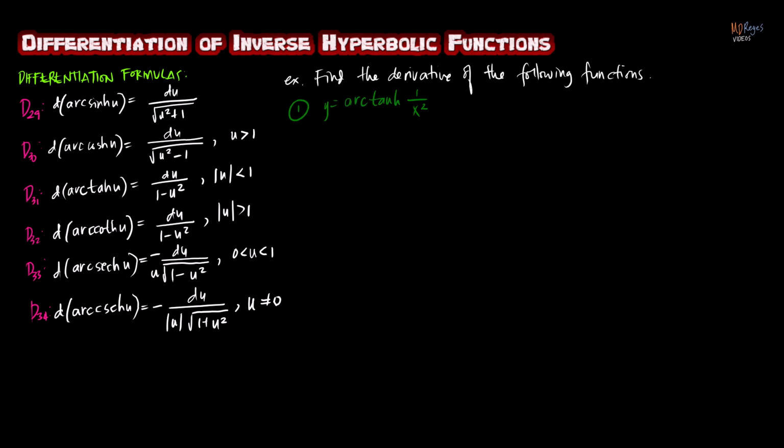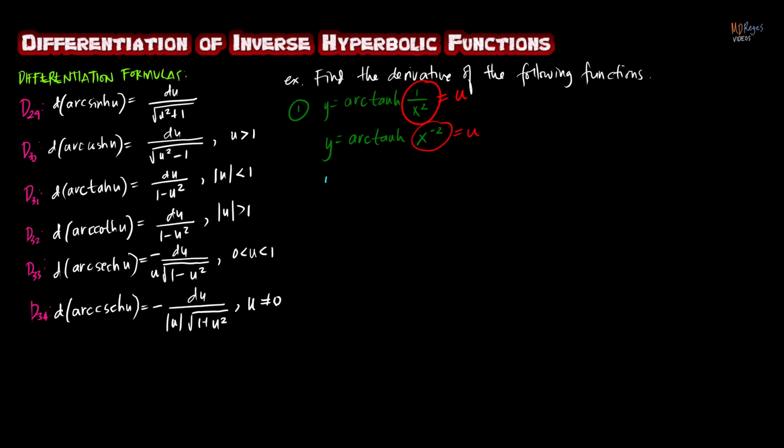Let's find the first derivative of the following functions. Number 1, y is equal to arc hyperbolic tangent of 1 over x squared. So this function is in the form D31, where u in this function is equal to 1 over x squared. We can also write our function as y equals arc hyperbolic tangent of x raised to negative 2. So in this case, u is equal to x raised to negative 2. So when we get du later on, we'll just use the power rule for the derivative of x raised to negative 2. So let us answer this.